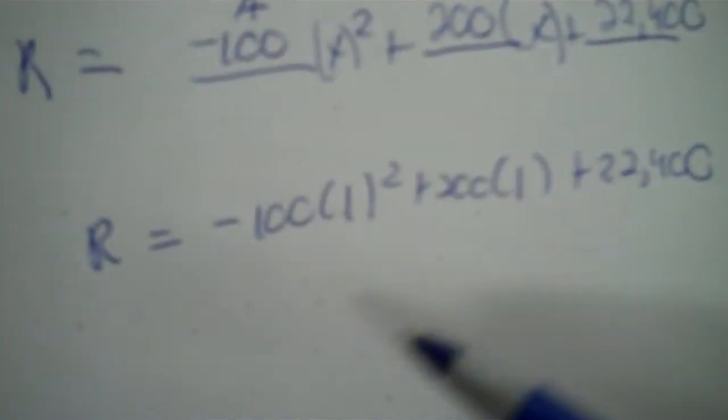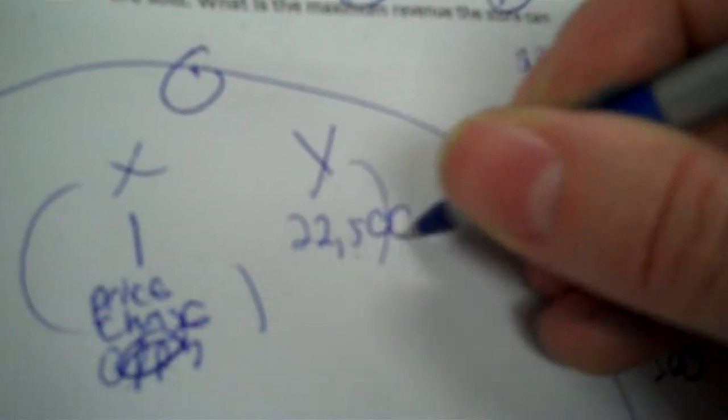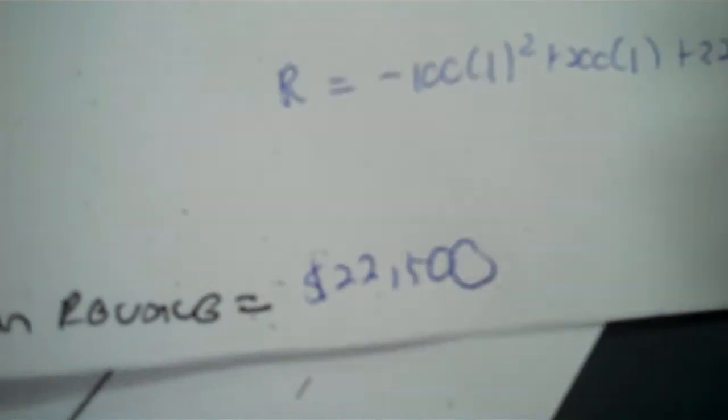And when I do this, I come out with a maximum revenue, or a Y or R, of $22,500. Okay. Next problem, number 15.